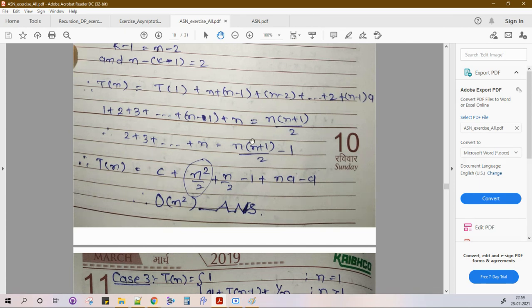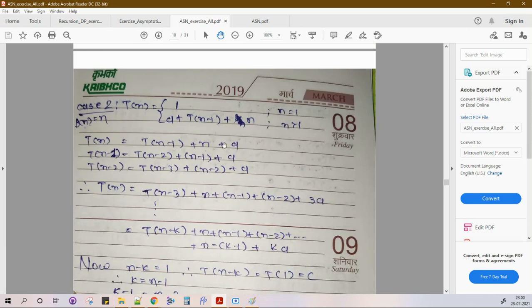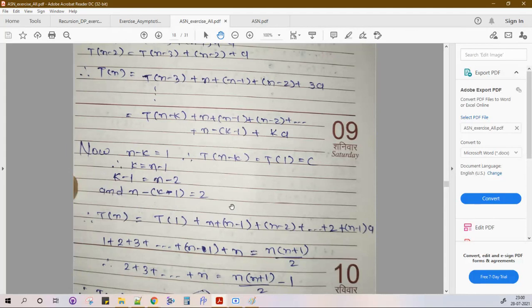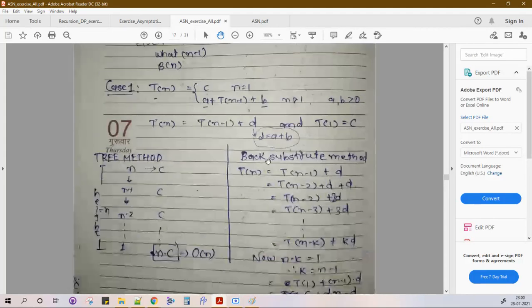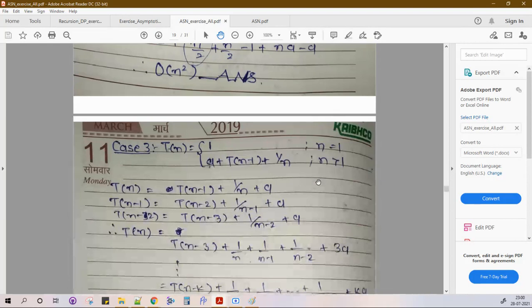So let's put the value in the series. So it is nothing but n square by 2, n by 2 minus 1, na minus a, and t of 1 is c. So the highest degree here is n square. The degree of the polynomial, not highest degree polynomial. The highest degree of the given polynomial is 2. So it is nothing but order of n square. Right? I guess the idea is clear, right? Because the things are going to be crazy now. These two were like, you can say, the starter. Simple starter.